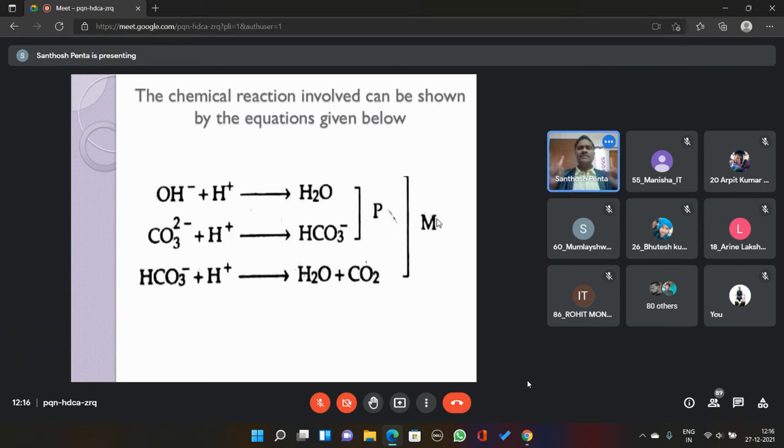I said what alkalinity is. I said which ions are responsible for the alkalinity. There are 3 types of ions. Then during the titration, what is happening? The chemical reactions were shown here. Hydroxide, carbonate or bicarbonate may react with H plus, and that gives the neutralization product.